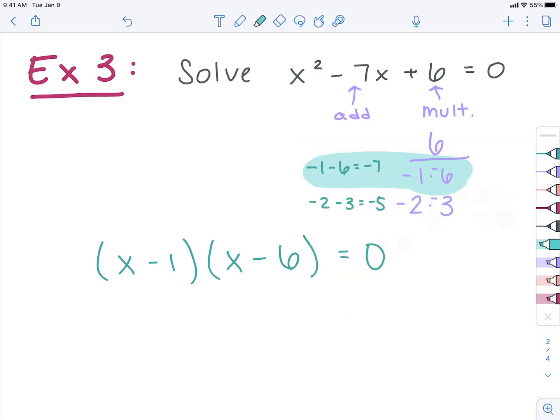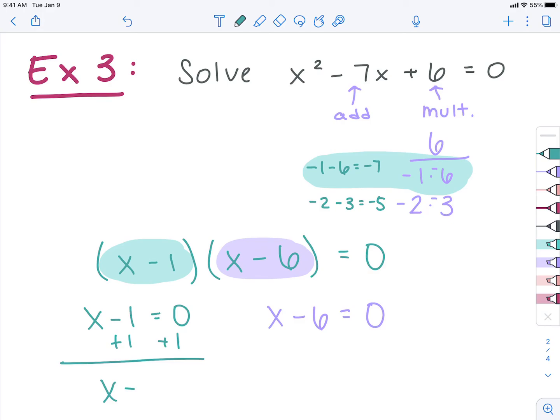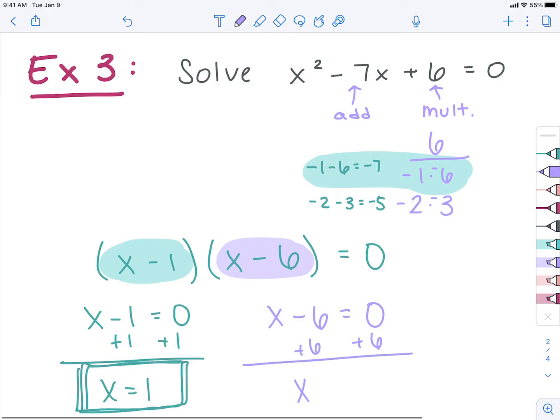And then I can take my first factor and set it equal to 0, and my second factor and set it equal to 0, and then solve both of them. So I'm going to end up with x minus 1 equals 0, and x minus 6 equals 0. I'm going to add 1 to both sides and get x equals 1. The other one, I'm going to add 6 to both sides and get x equals 6.